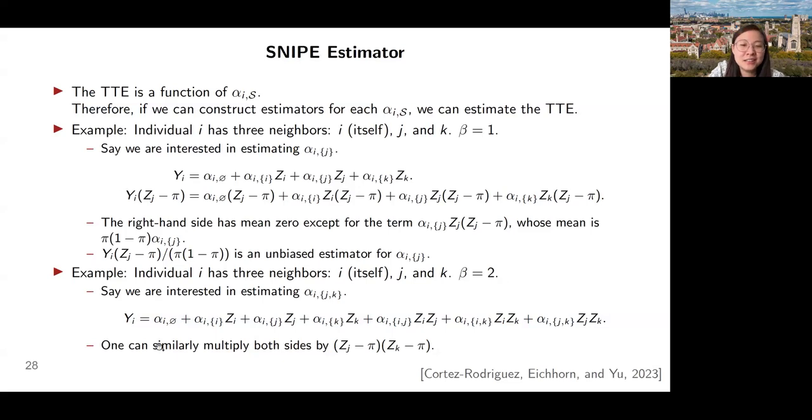When beta equals 2, we have this expansion of the y. And let's say we're interested in this parameter alpha i, j, k. Then we could do the same trick by multiplying both sides with zj minus pi times zk minus pi. Then if you look closely, this thing times anything here would actually give you a mean 0 thing. And the only thing that's not mean 0 on the right-hand side would be this times this. So you could do similar tricks and come up with unbiased estimators for your alpha i, j, k. Okay?